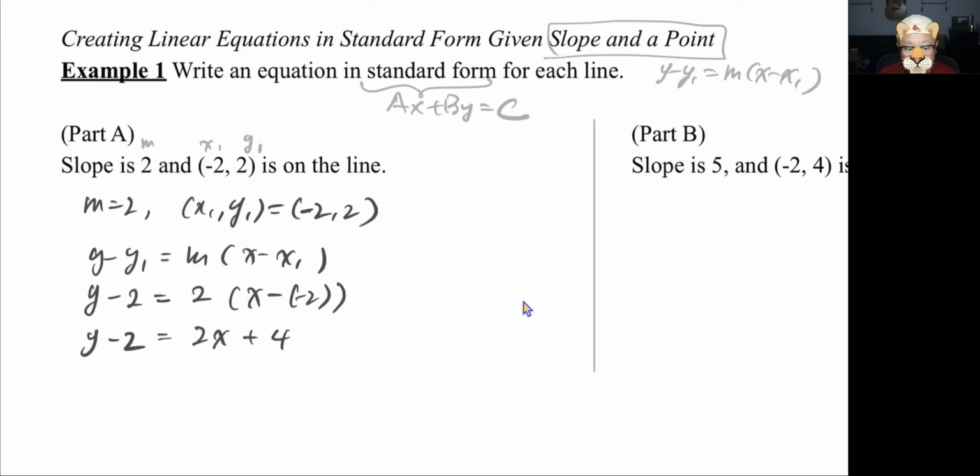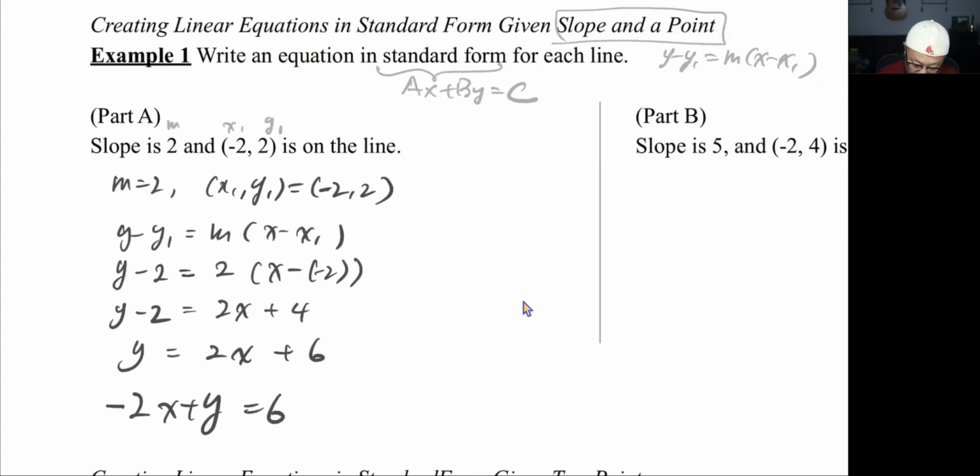Why don't we add 2 to both sides, which gives you y is equal to 2x plus 6, and then you can subtract 2x from both sides. We end up with 2x plus y is equal to 6, right?